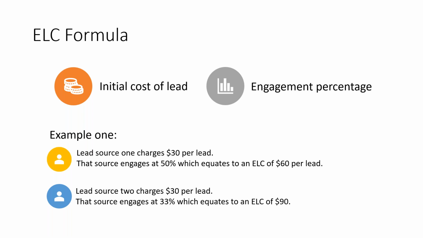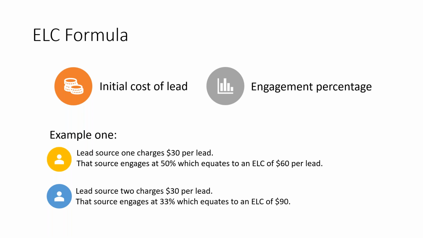So example one is lead source one charges $30 per lead. And again, engagement is not I left a voicemail or I sent an email or they opened my email. Engagement is that customer had a conversation either by email, text, or phone with an employee of the dealership. So this source engages at 50%, which equates to an effective lead cost of $60 per lead. You're really spending $60 to talk to a customer or a prospect.